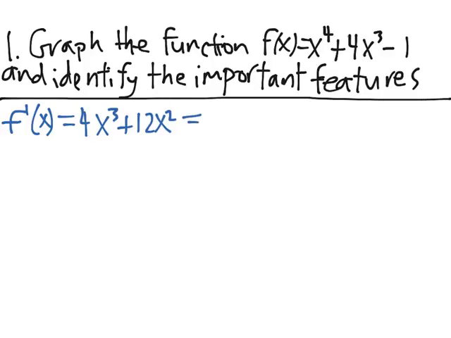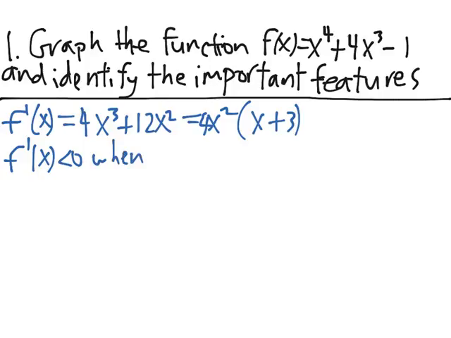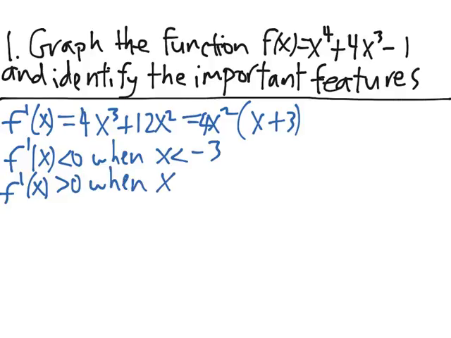Now we can rewrite this as x squared times x plus 3, and we have an extra factor of 4 out here. Since x squared is always going to be greater than or equal to 0, the sign of f prime depends on the sign of x plus 3. So f prime of x is going to be less than 0 when x plus 3 is less than 0, or when x is less than minus 3. Similarly, f prime of x is going to be greater than 0 when x is greater than minus 3.